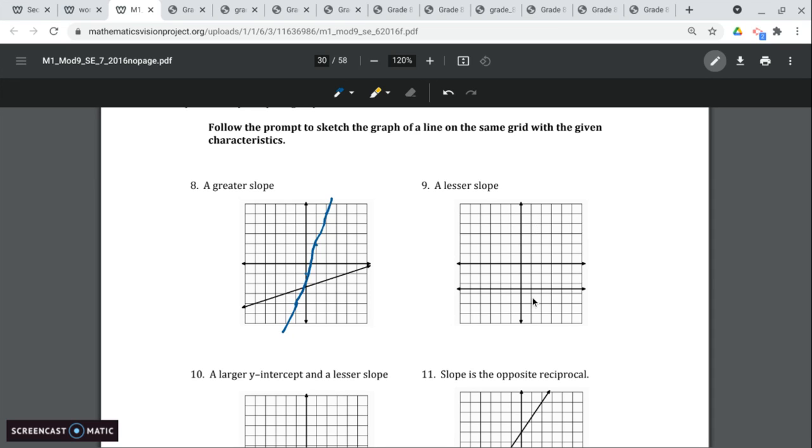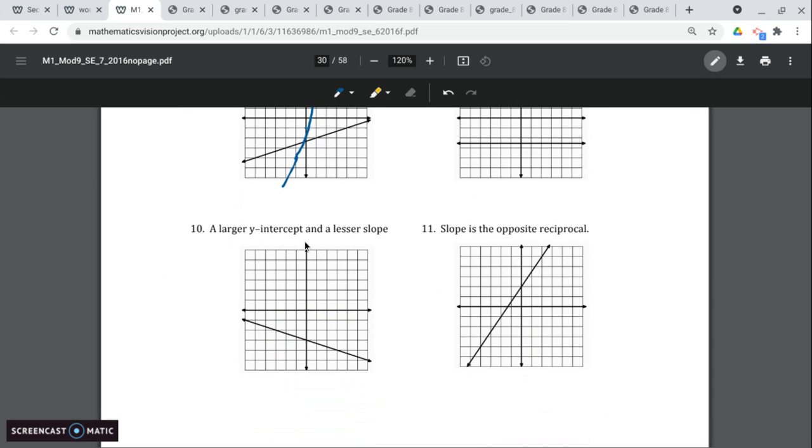A lesser slope, so notice this has a slope of 0, which means the slope needs to be negative. So you need to make a line that has a negative slope. For 10, you have to change the y-intercept, so make sure it's bigger, and have a lesser slope, which means it should be steeper, but in a negative direction. And then for this one, you're finding the perpendicular, that opposite reciprocal. So find the slope and do the opposite reciprocal of it.